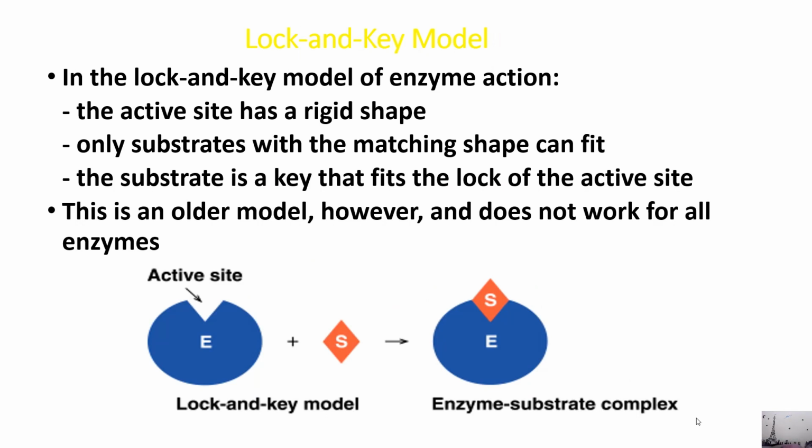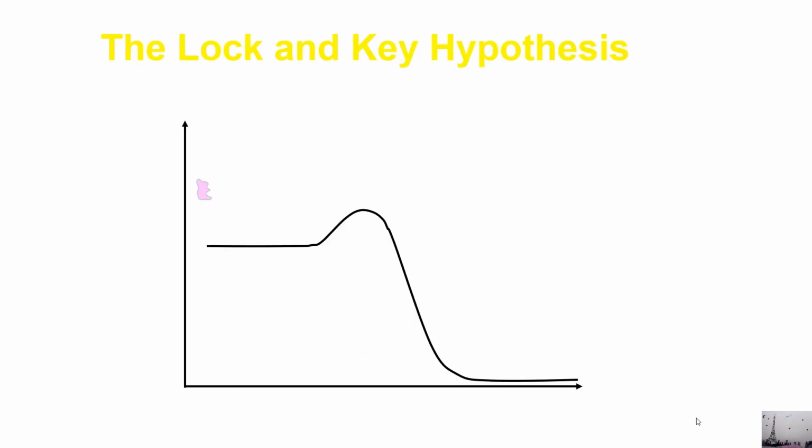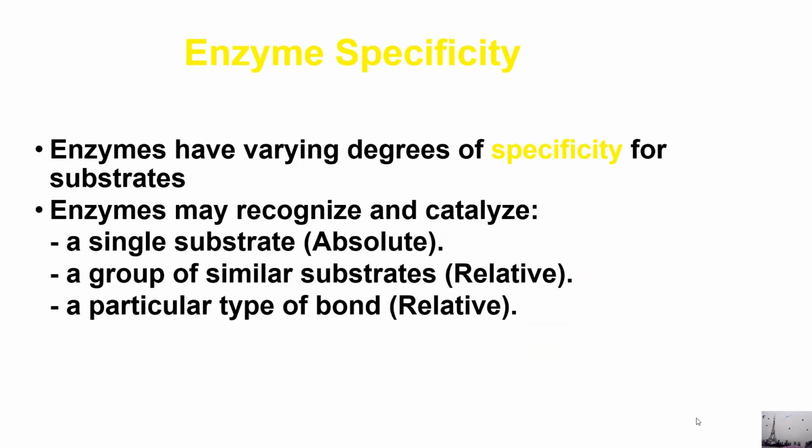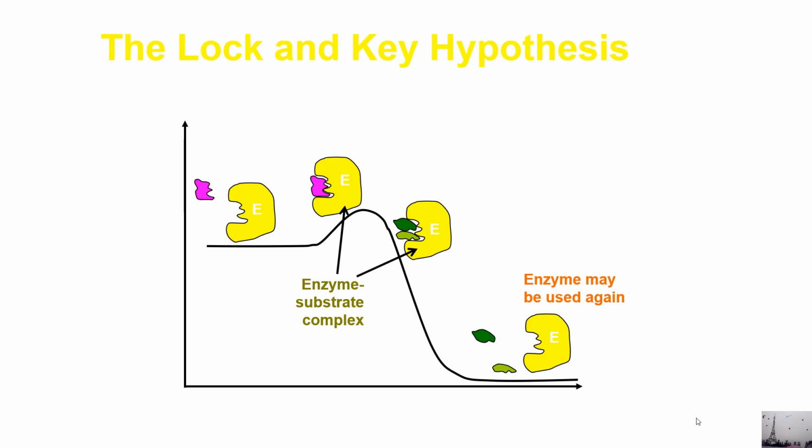Now, in the lock and key model of enzyme action, the active site of the enzyme has a rigid shape. So only substrates with the matching shape will be able to fit the active site of the enzyme. Substrate is a key that fits the lock of the active site. This is an older model, however, and does not really work for enzymes nowadays. This is the full concept of lock and key. So it means that from before, the active site of the enzyme is well made for the proper substrate.